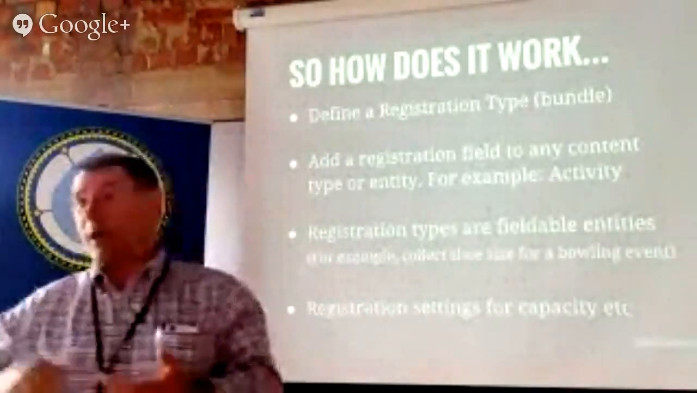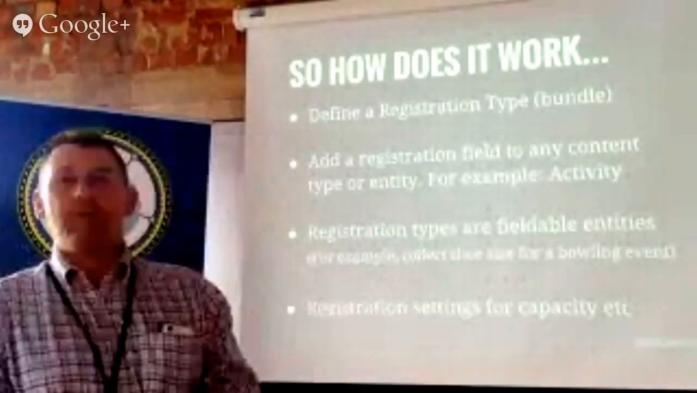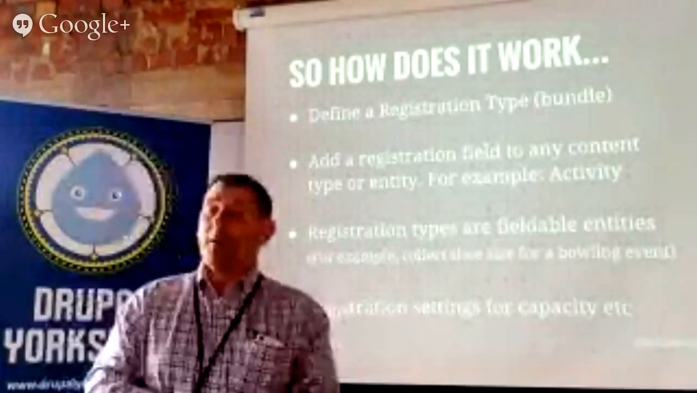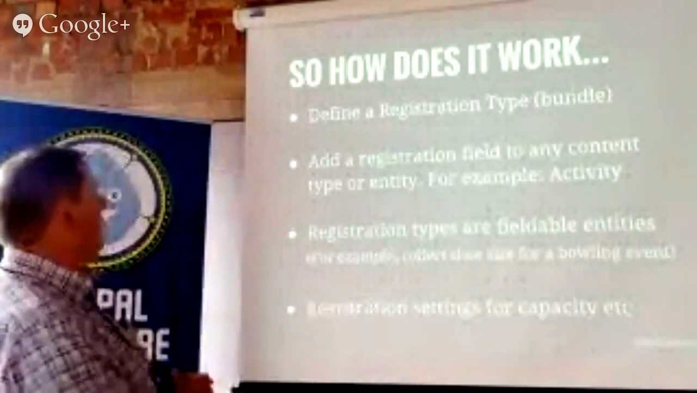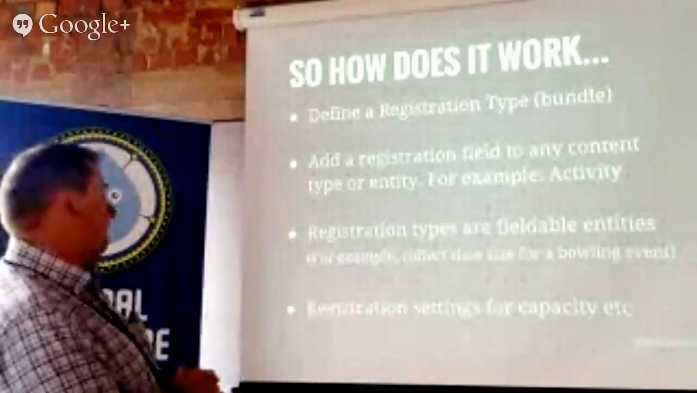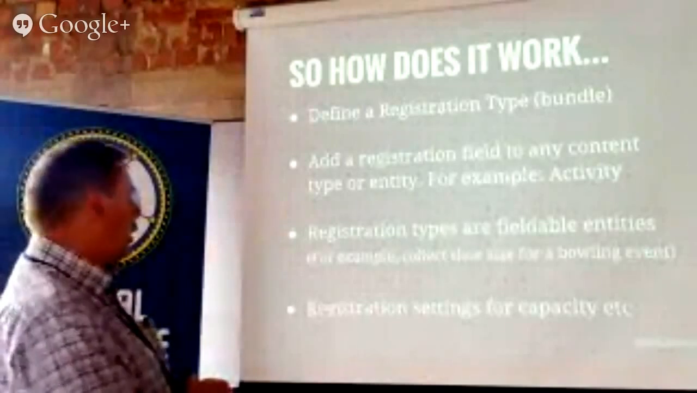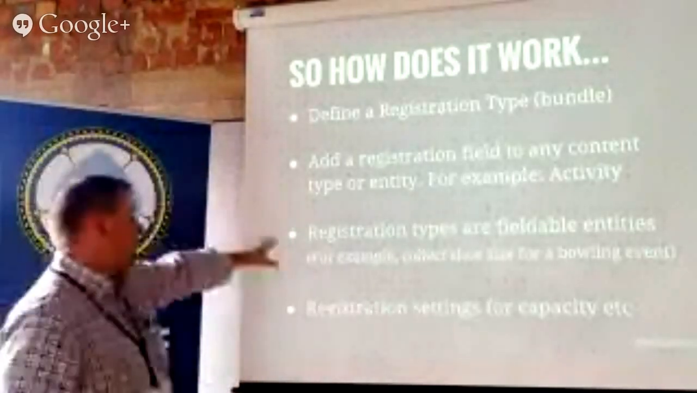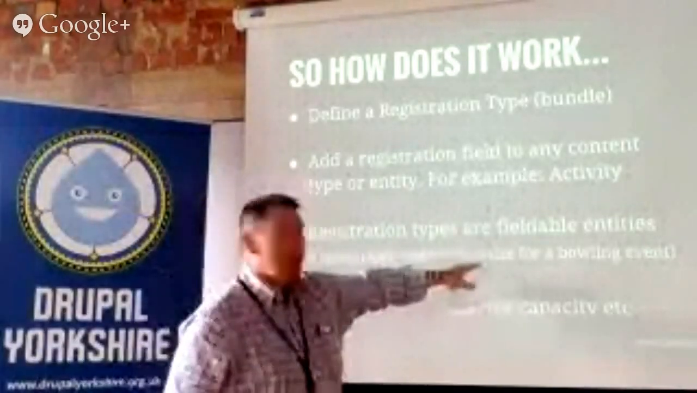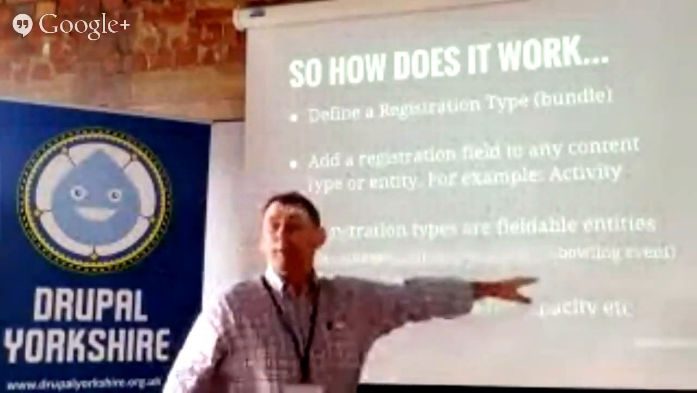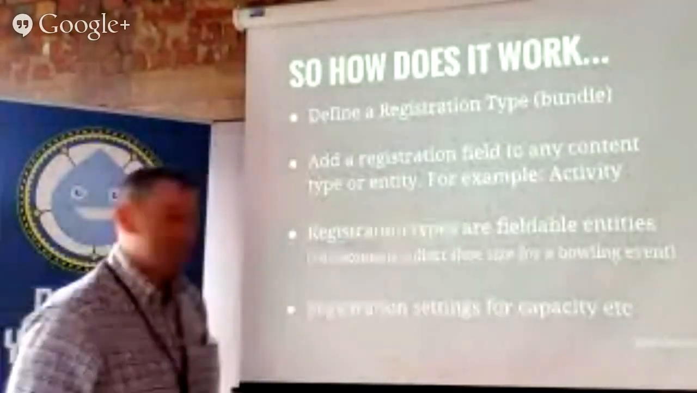So you might have first name, last name, address, organisation, company, phone number, as information that people need to input when they're registering. And this information would be added to the registration type. I'll just give you an example of the fieldable entity. The example given on the project page is that you might want people to enter their shoe size if you're doing ten-pin bowling, so that you can have the shoes ready for them.